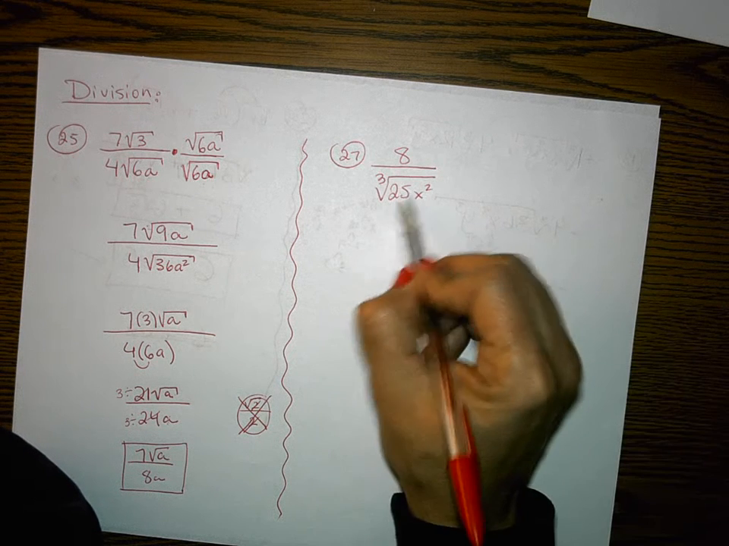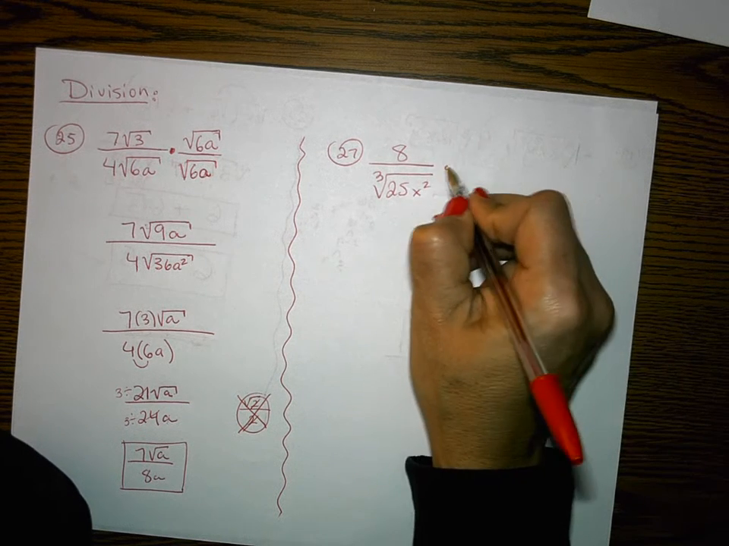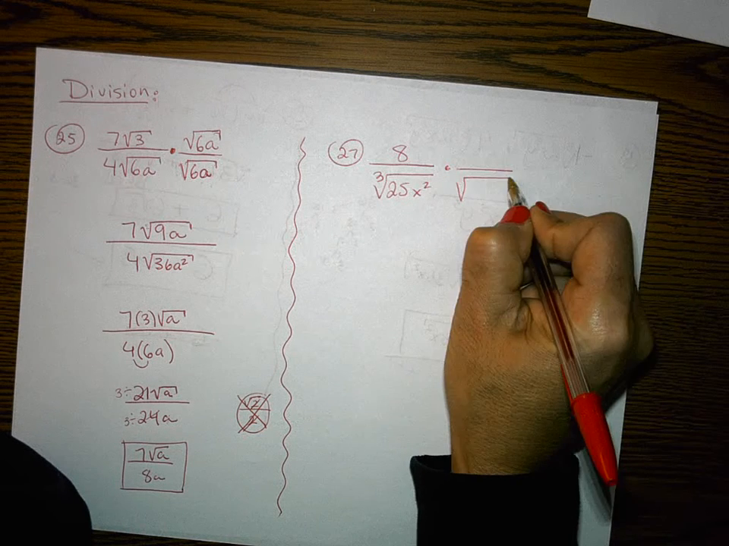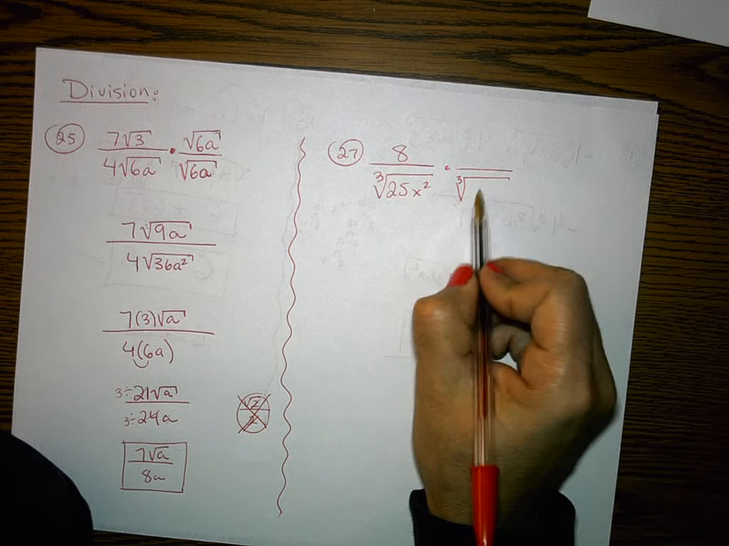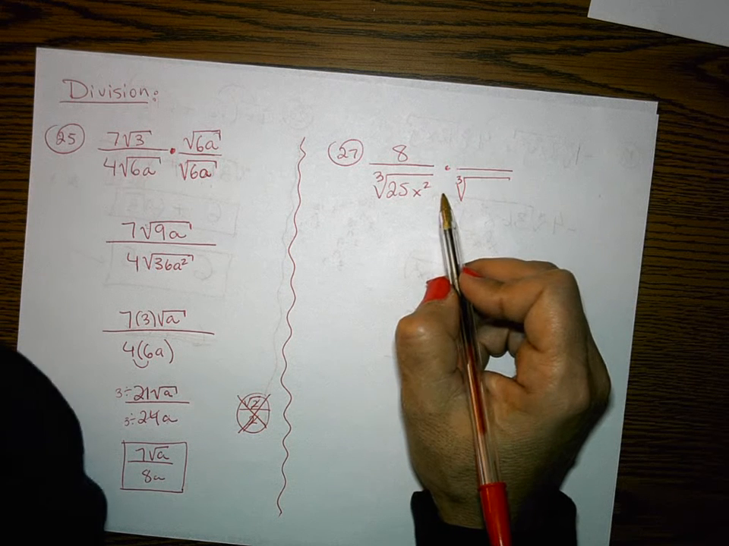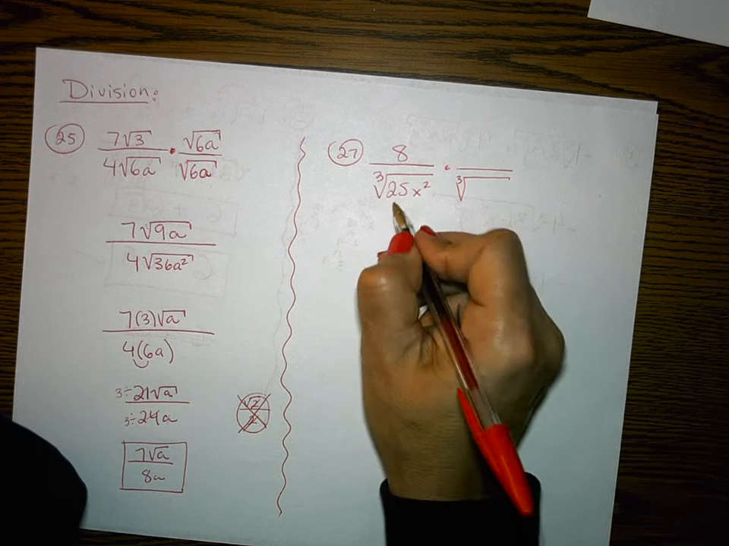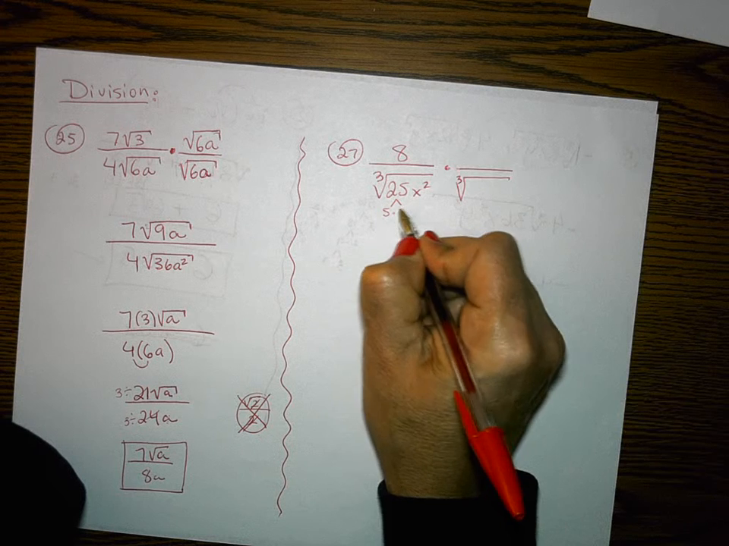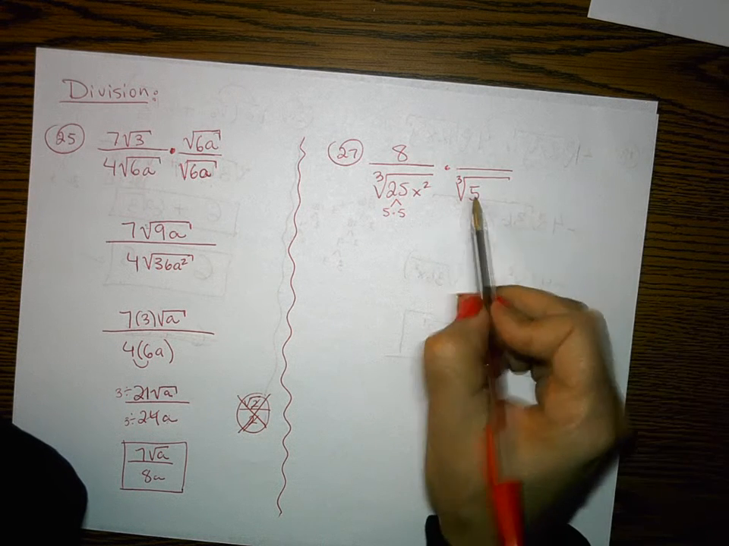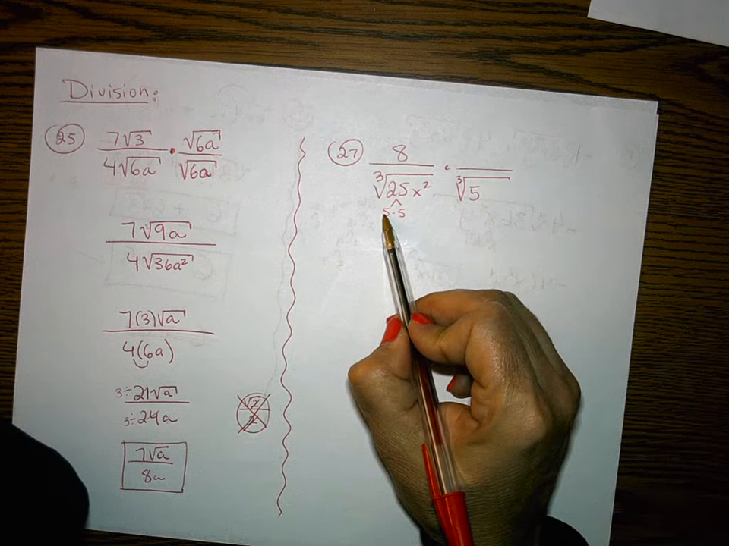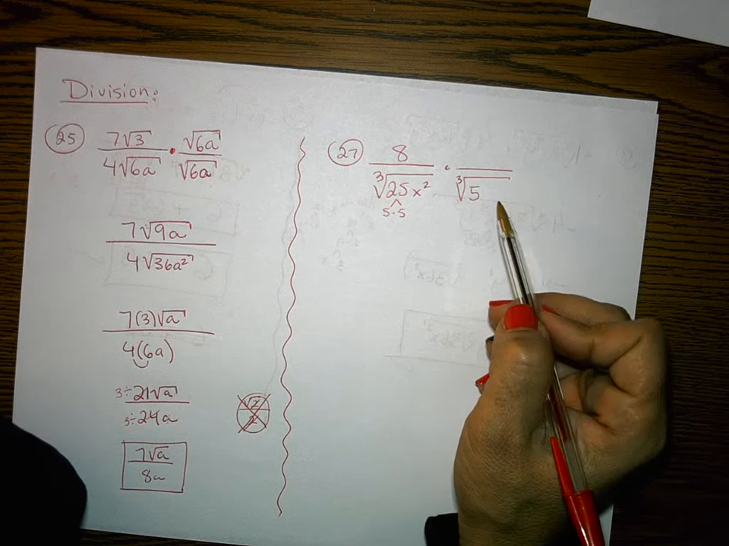I see 25. I'm definitely not going to multiply this by 25, okay? It has to be the same index. I'm definitely not going to multiply by 25 because it's going to make a really big number. I'm looking for sets of 3. I see that this is 5 times 5. All I need is one more 5. And 5 times 5 times 5 would be 125. We can take the cube root of 125.